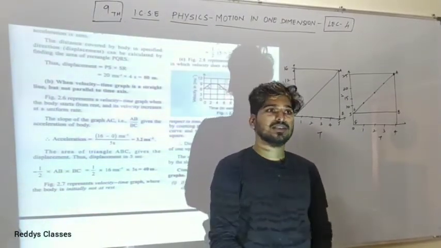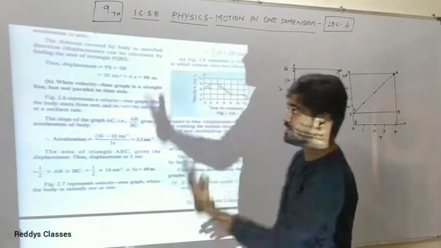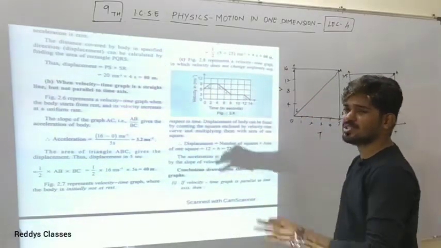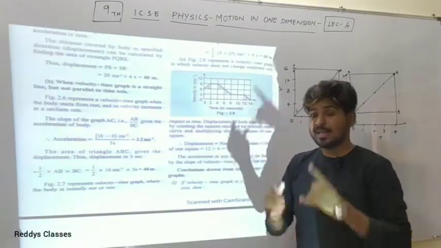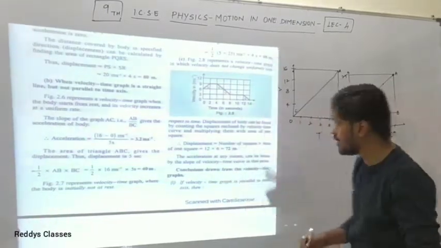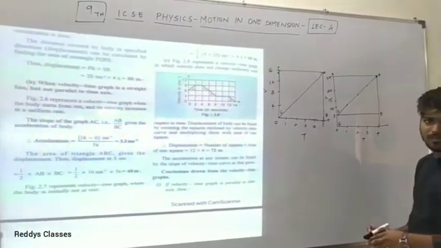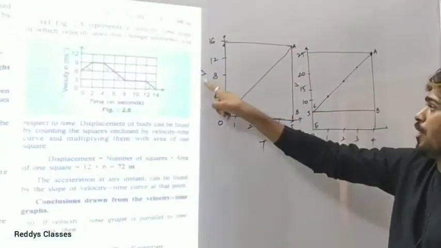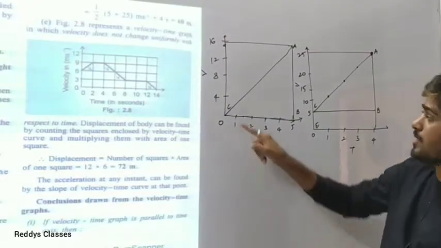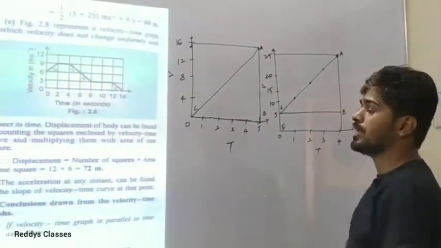Let us start with the next graph. This is when the velocity time graph is a straight line but not parallel to the time axis. Let me show you some graphs here. See, this is one graph. This is a straight line velocity time graph. The velocity time graph is a straight line but is not parallel to the time axis.